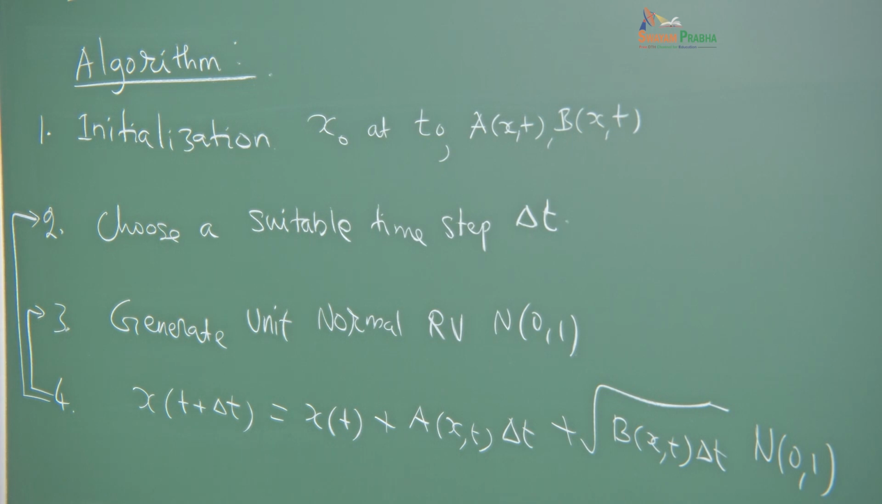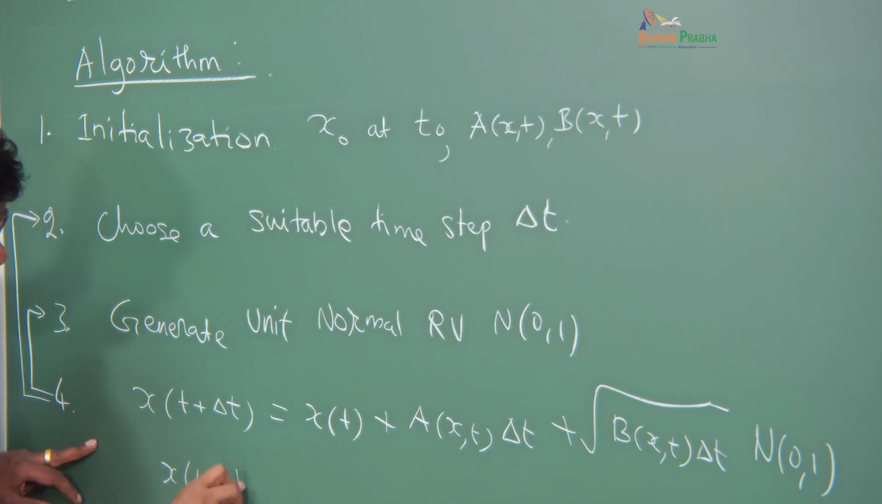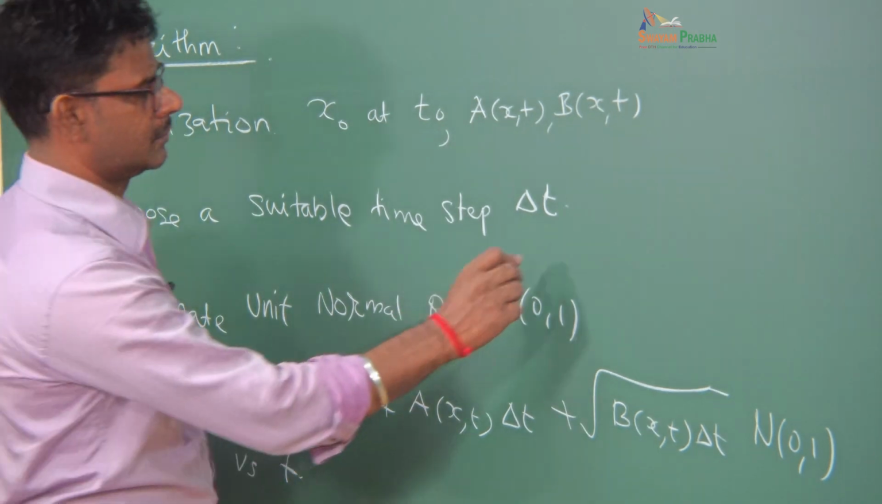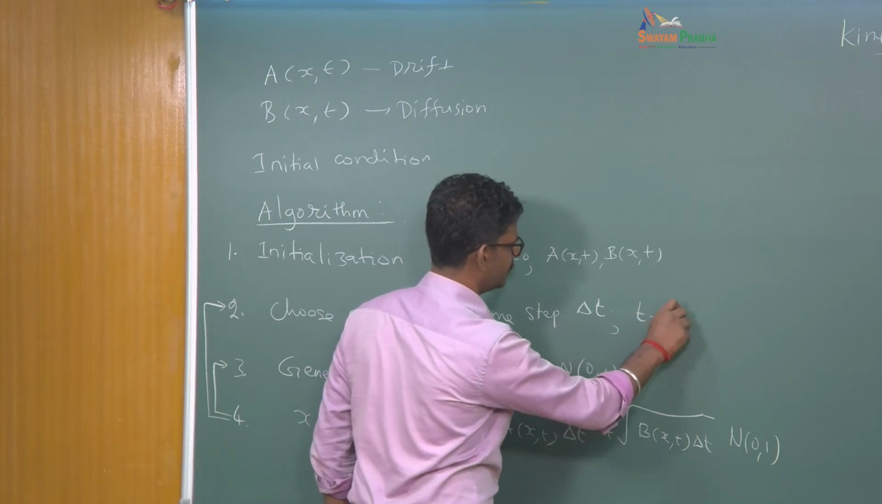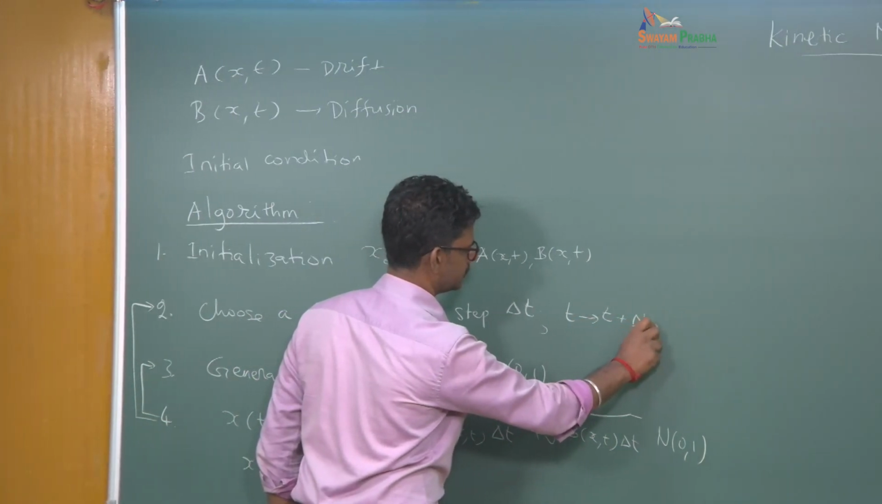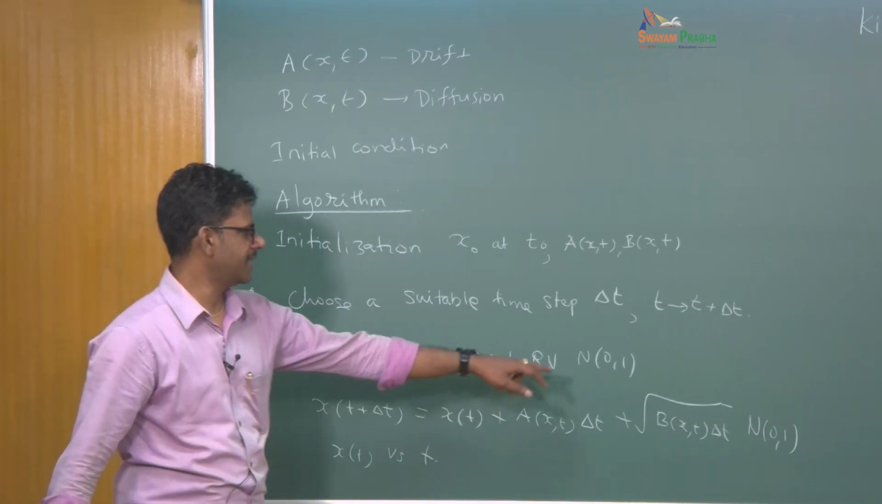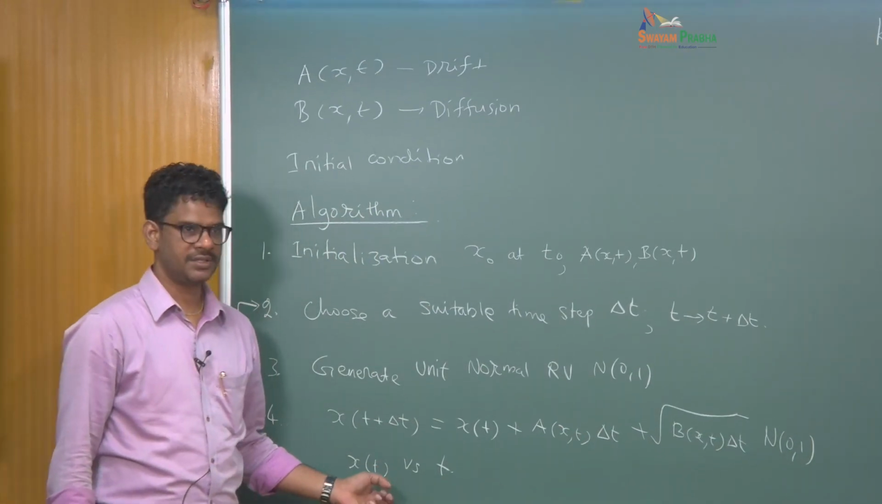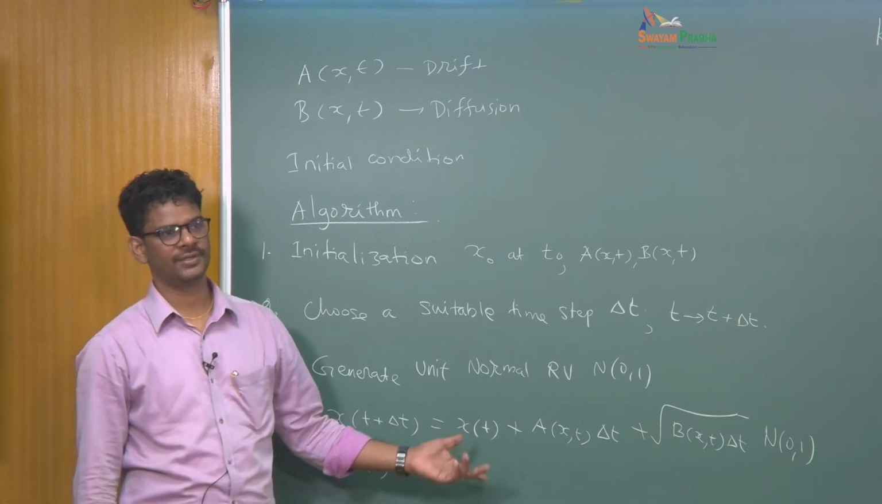When you loop here, you will be basically generating x of t versus t. You can also update time here, t is equal to t plus delta t. So if you update time t at every time step, you are basically generating sample paths x of t as a function of t.